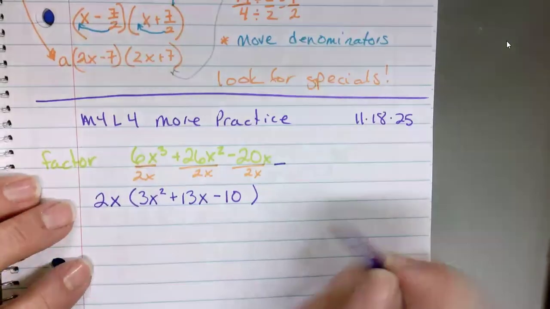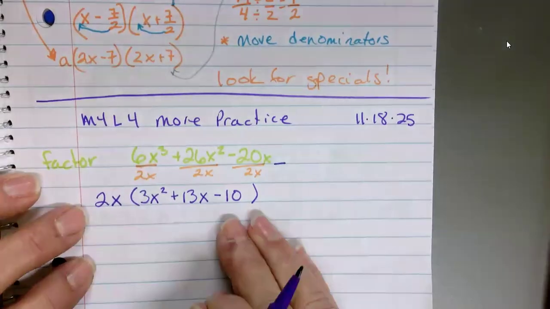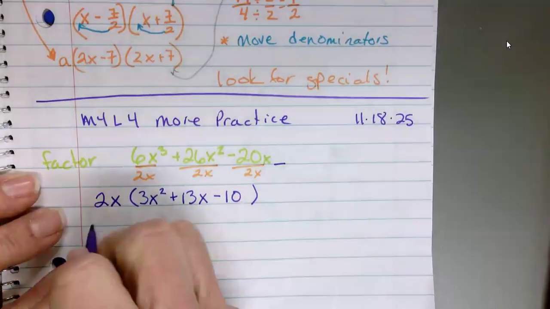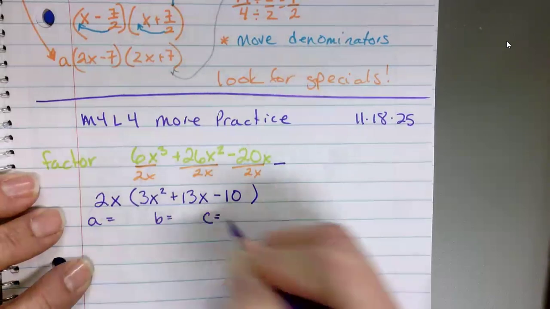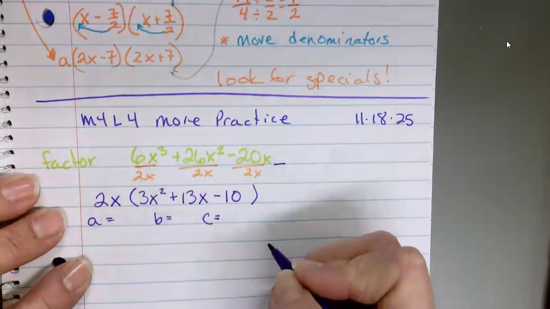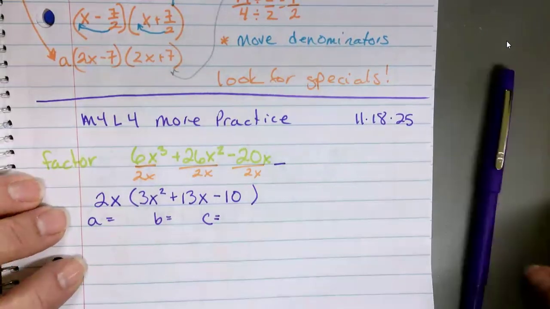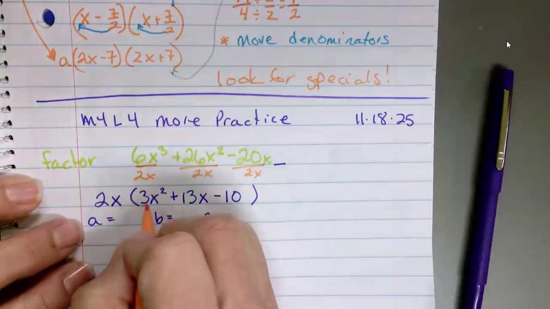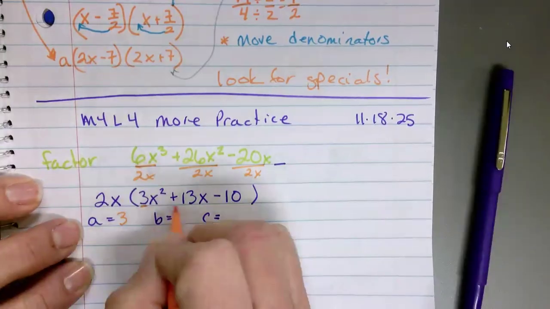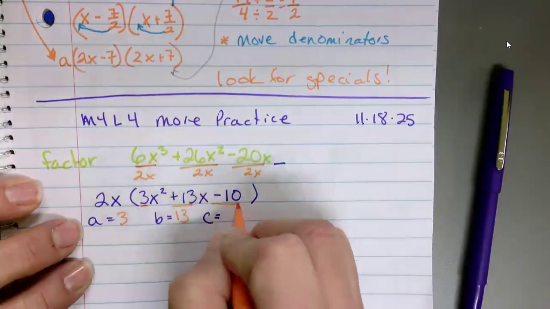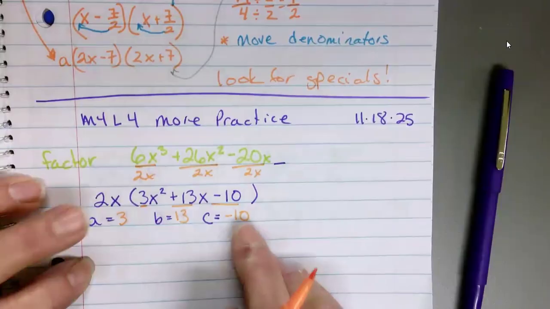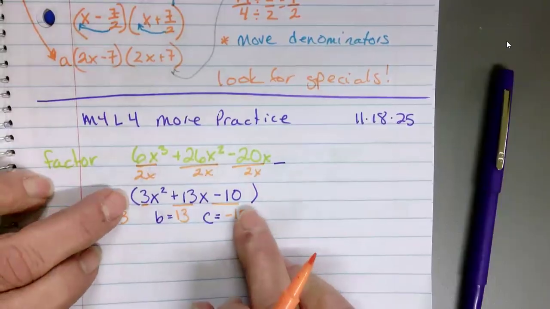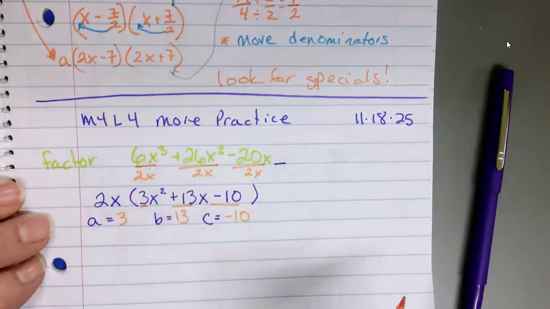All right. Once you've done that, step 3 is to find A, B, and C. I suggest that you pause the video, see if you can find them without me. So then A is 3, B is plus 13, and C is negative 10. Notice that we're taking the A, B, and C from our new trinomial that already has the 2x factored out, right?